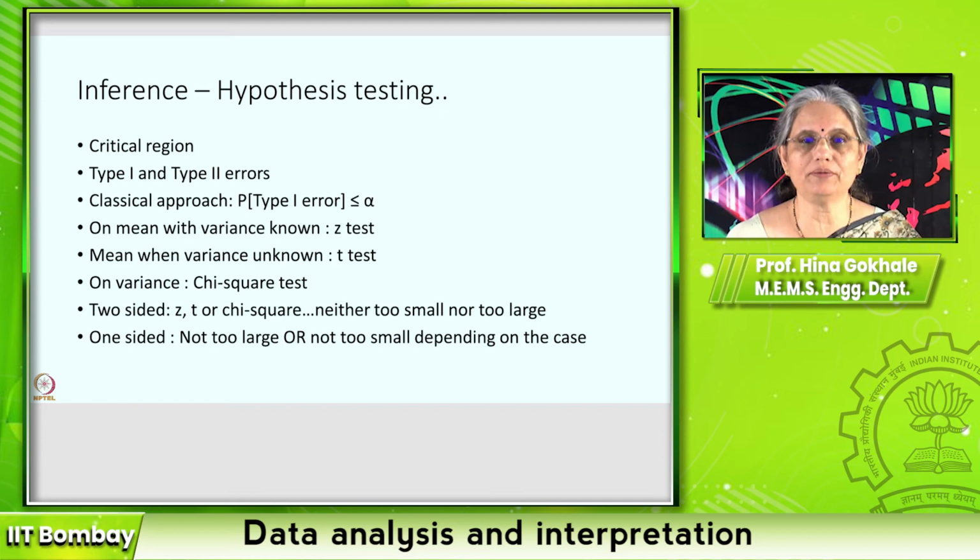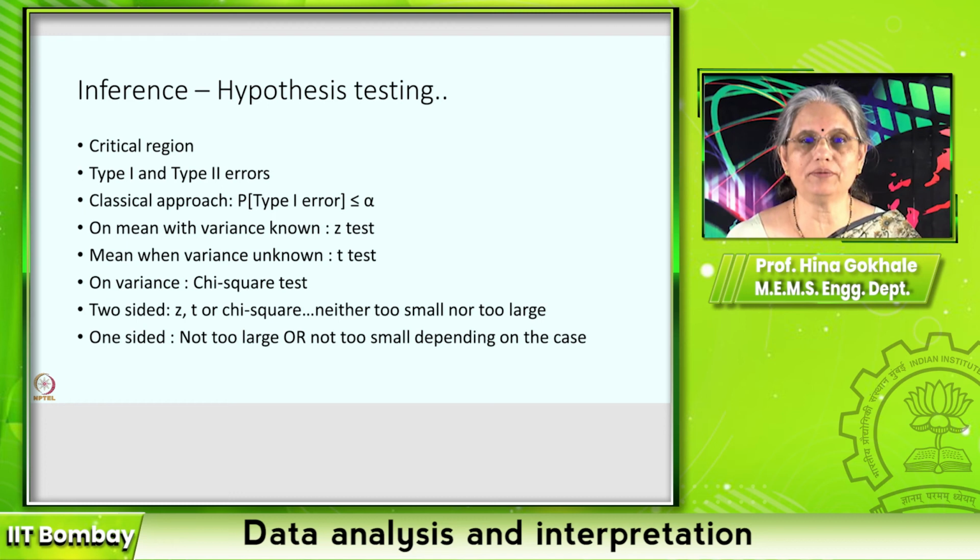But I would like to bring it to your notice that the concept of critical region, the concept of type 1 and type 2 errors, and the approach to keep the type 1 error as small as possible by predefining a value alpha, this concept has nothing to do with any distributional assumption. These are very general assumptions that have been made for any distribution. There is no need to have a normal distribution assumption here.